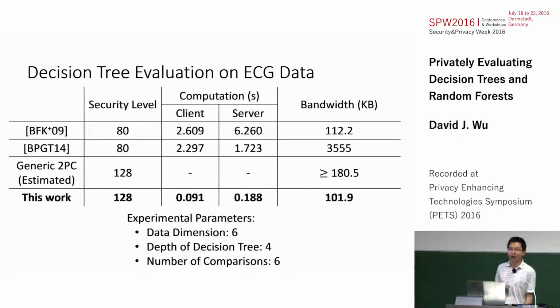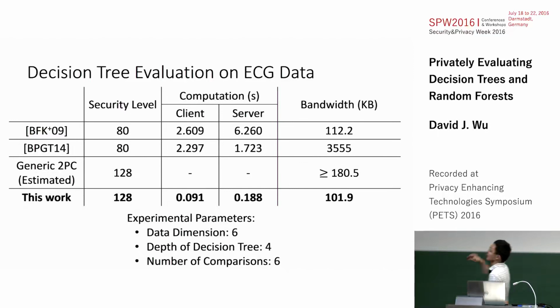Here's a toy example that has been considered in previous work on private decision tree evaluation. This is a decision tree trained on electrocardiogram data used for predicting heart disease. This is a very simple scenario. The data dimension contains only 6 features, and the decision tree trained on this has depth 4 and contains only 6 comparisons. But I think it's illustrative to see how our protocol compares to some of the existing protocols.